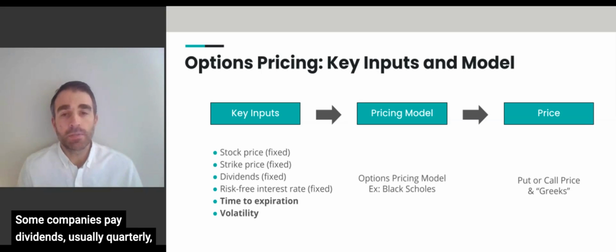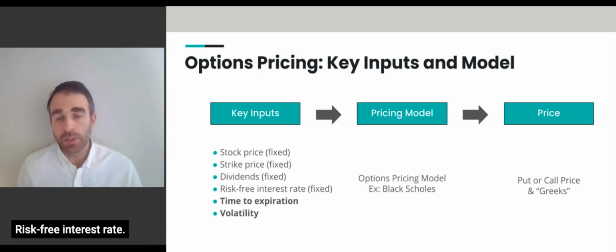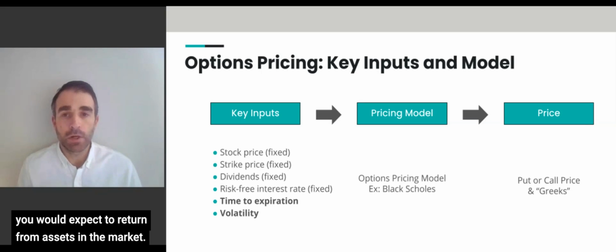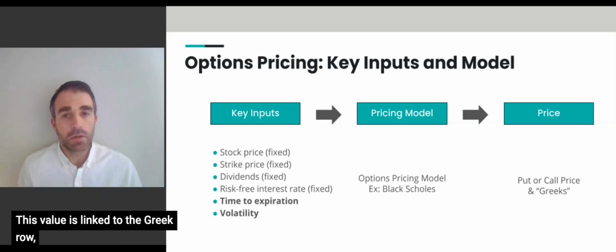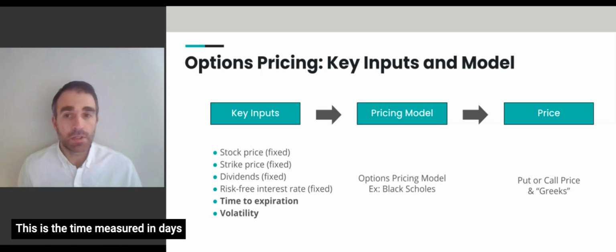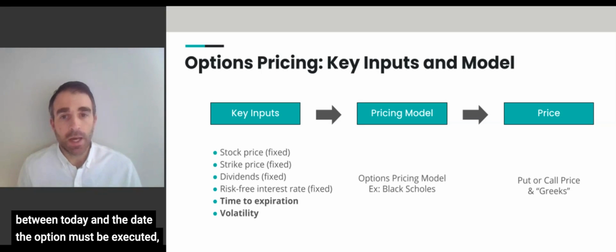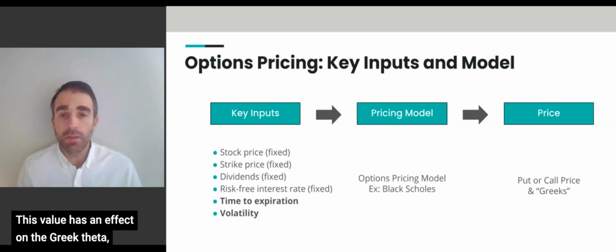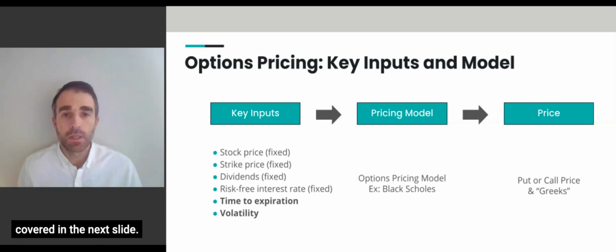Dividends. Some companies pay dividends, usually quarterly, and this value is imputed into the overall options model. Risk-free interest rate. The risk-free rate is the minimum amount you would expect to return from assets in the market. This value is linked to the Greek rho covered in the next slide. Time to expiration. This is the time measured in days between today and the date the option must be executed or it goes away. This value has an effect on the Greek theta covered in the next slide.